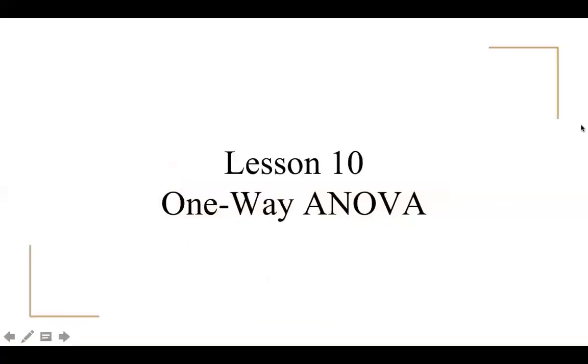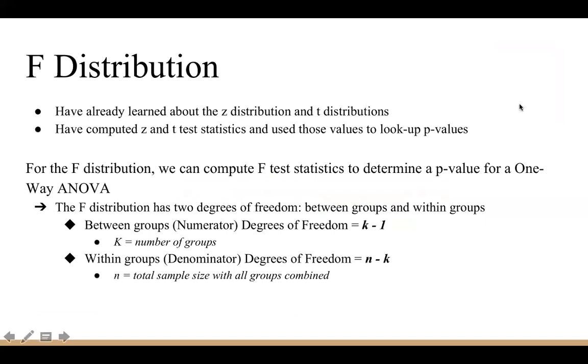All right, so we're on to lesson 10, which is one-way ANOVA. So this is one of the last subjects you guys had on your previous midterm. So you guys talked about the F distribution, which you compute F test statistics to determine a p-value for one-way ANOVA. So when you're using the F distribution, you have 2 degrees of freedom, when on the T distribution you have only 1 degree of freedom.